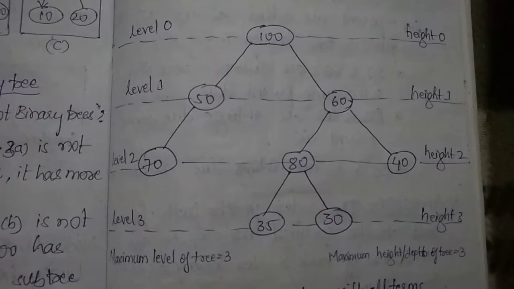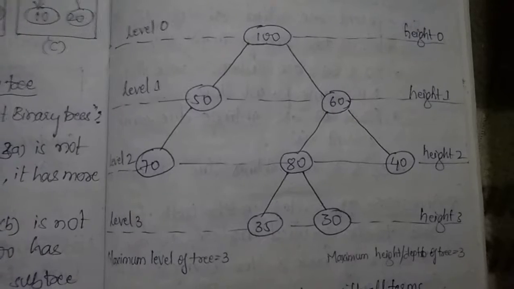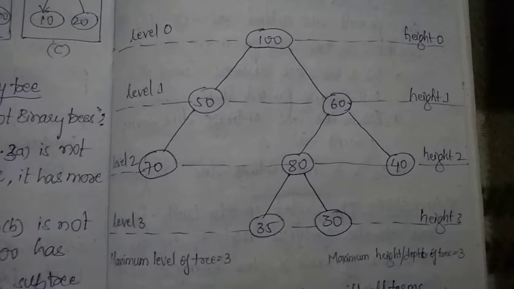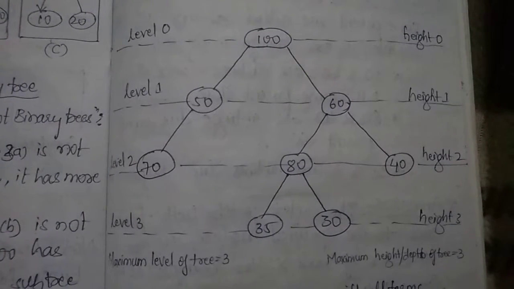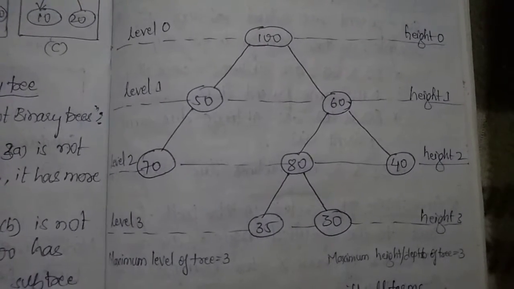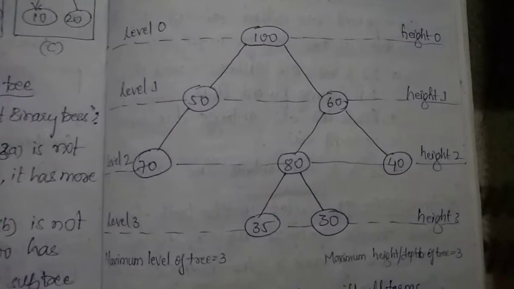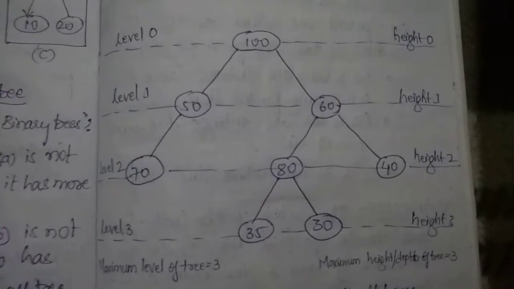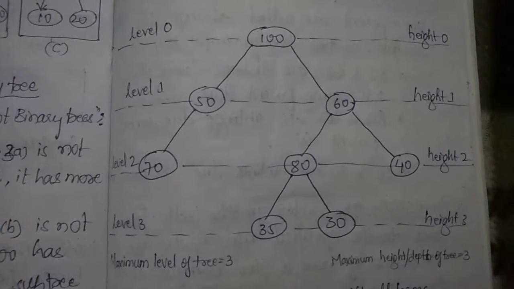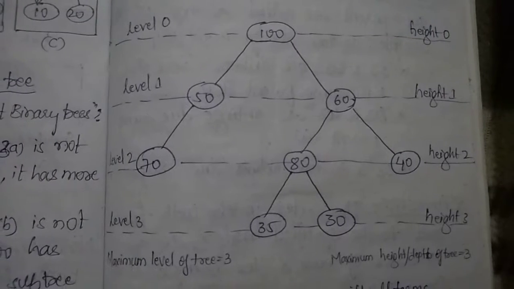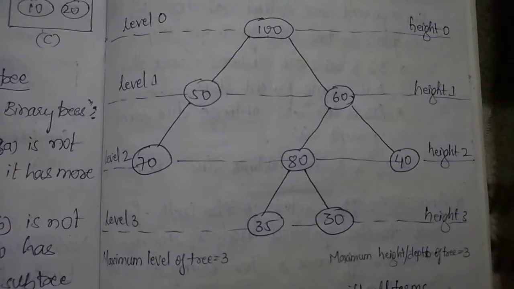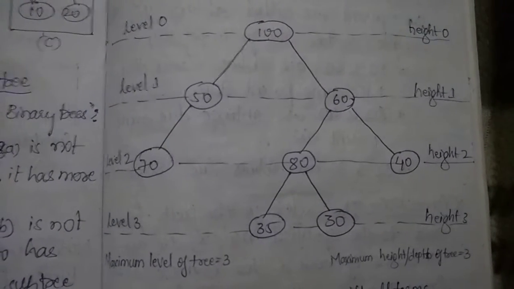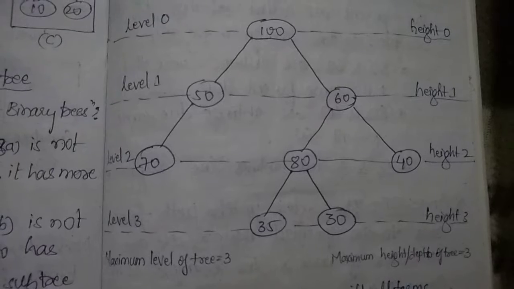The next terminology to be discussed is parent. A node having a left subtree or right subtree or both is said to be a parent node for the left subtree as well as the right subtree. The word father can also be used in place of parent. Okay. For example, when we see the figure, 100 is the parent for 50 and 60. 50 is the parent for 70. 60 is the parent for 80 and 40. 80 is the parent for 35 and 30.